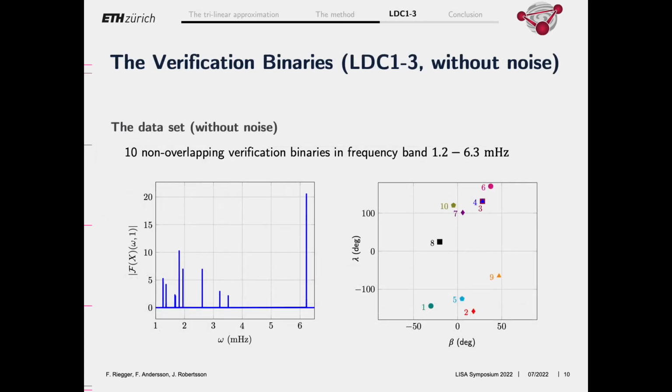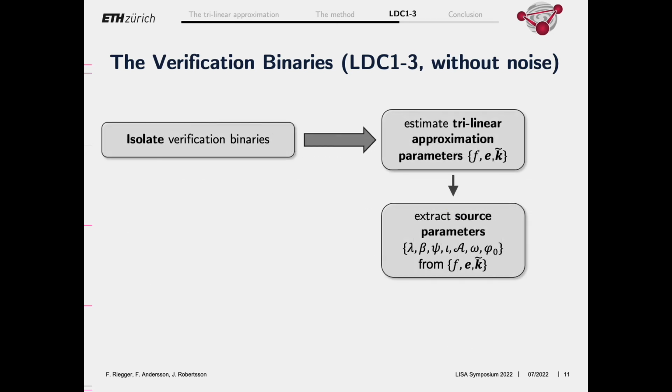So to test our procedure, we are applying it to the LDC13 dataset. That dataset contains 10 non-overlapping verification binaries, and we assigned an index to each of these binaries. The index increases with the signal frequency. That means signal 10 has the highest frequency, whereas signal 1 has the lowest frequency. To facilitate the analysis, we are first isolating the verification binaries, and we are applying the method to each signal individually.